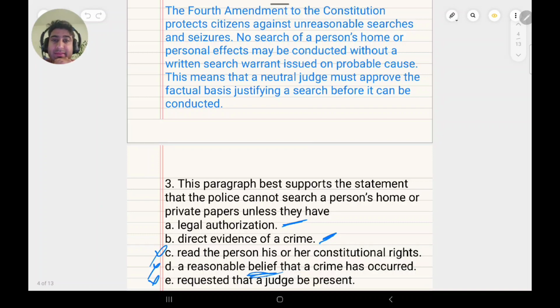Let's see the point. No search of a person's home. There's nothing about the crime, right? They're just talking about the legal authorizations, right? So the answer would be the legal authorizations, because it should be legally authorized by the neutral judge, and as per the Fourth Amendment to the Constitution, that will protect the citizens against unreasonable searches and seizures. I hope you guys understood.